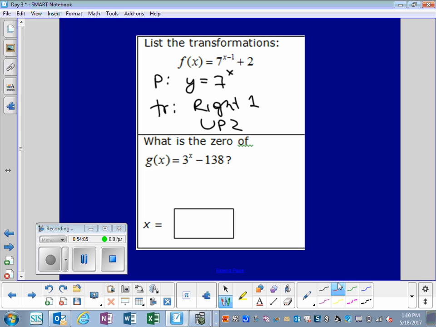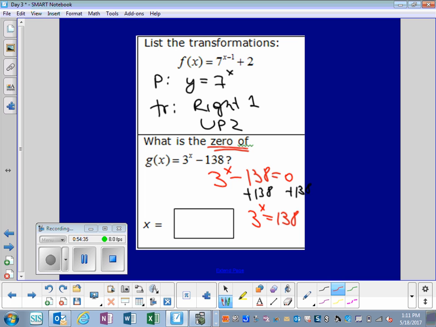So how do we do this algebraically? When we find 0, we do what? Set the whole thing to 0. So 3 to the power of x minus 138 equals 0. How do we solve this? Plus 138 on both sides. We have 3 to the power of x equals 138. How do I solve this? What do I do? X root?